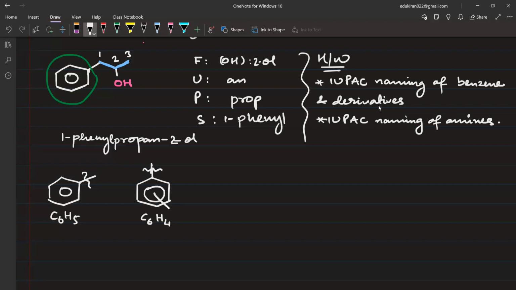IUPAC naming of benzene and derivatives you can get from every chapter. You will get it from haloalkanes. You can get it from alcohol, aldehyde, ketones, carboxylic acid, and also amines. Just download the nomenclature part of these chapters, look at those questions, and do them. From tomorrow, we'll start haloalkanes and haloarenes. No, not tomorrow. Tomorrow we will do a little resonance, okay? We'll do resonance and carbocation.